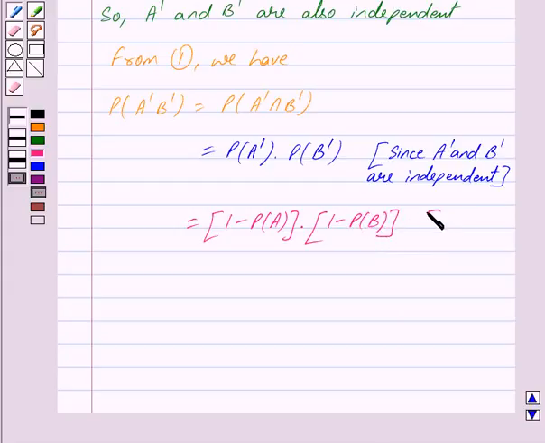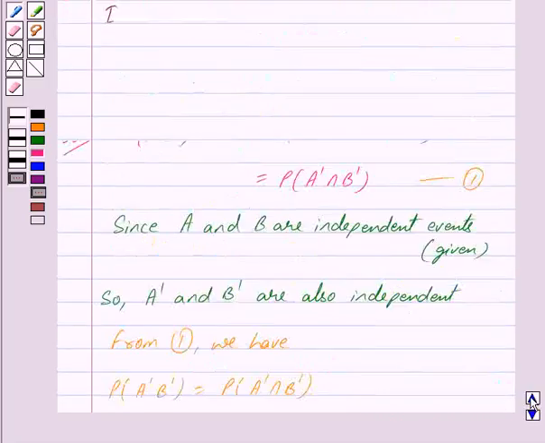And the reason is because probability of not an event E is equal to 1 minus probability of an event E. This is same as our option B.